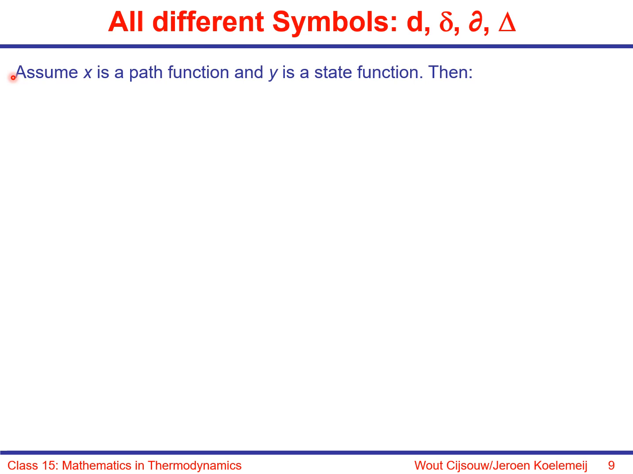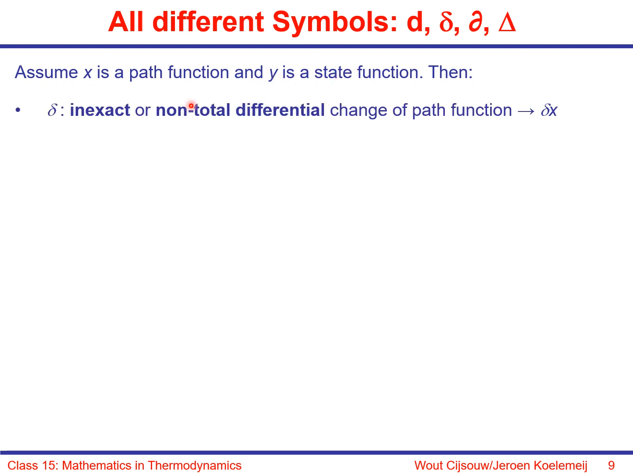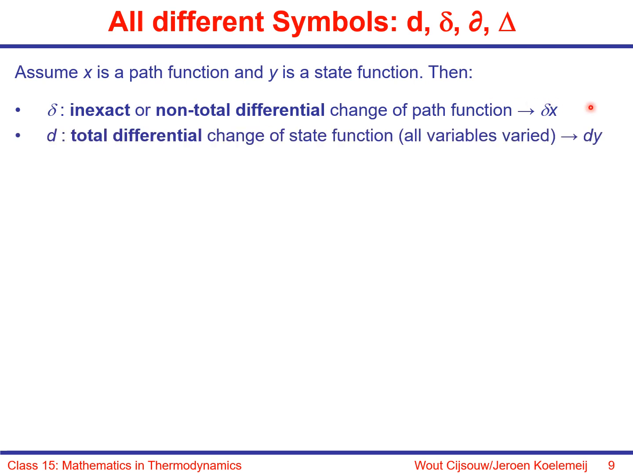And for that, let's assume that x is a path function and y is now a state function. Then if we want to write down the differential for x, well, that's a path function, and in that case, we would like to write this Greek delta because it's an inexact differential. Whereas for y, we'd like to write a straight d, or dy, because this is a state function for which you can write a total differential.